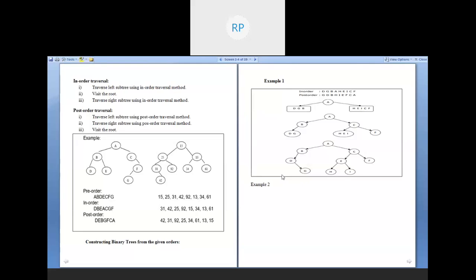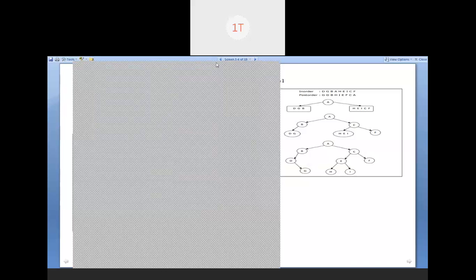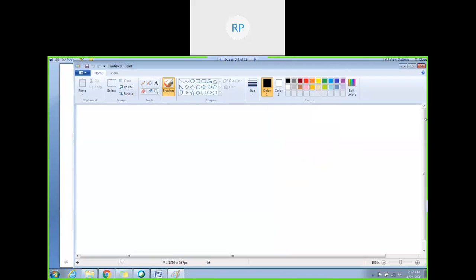Okay, we will see with one example. Guys, can you see these letters, in-order, post-order? Yes, ma'am. Okay, what is in-order? You note it. What is post-order? Guys, you can note it. I will write the same thing in Paint. So you guys help me. Is the Paint screen visible? Yes, ma'am. So I will share another screen, the Paint screen also.